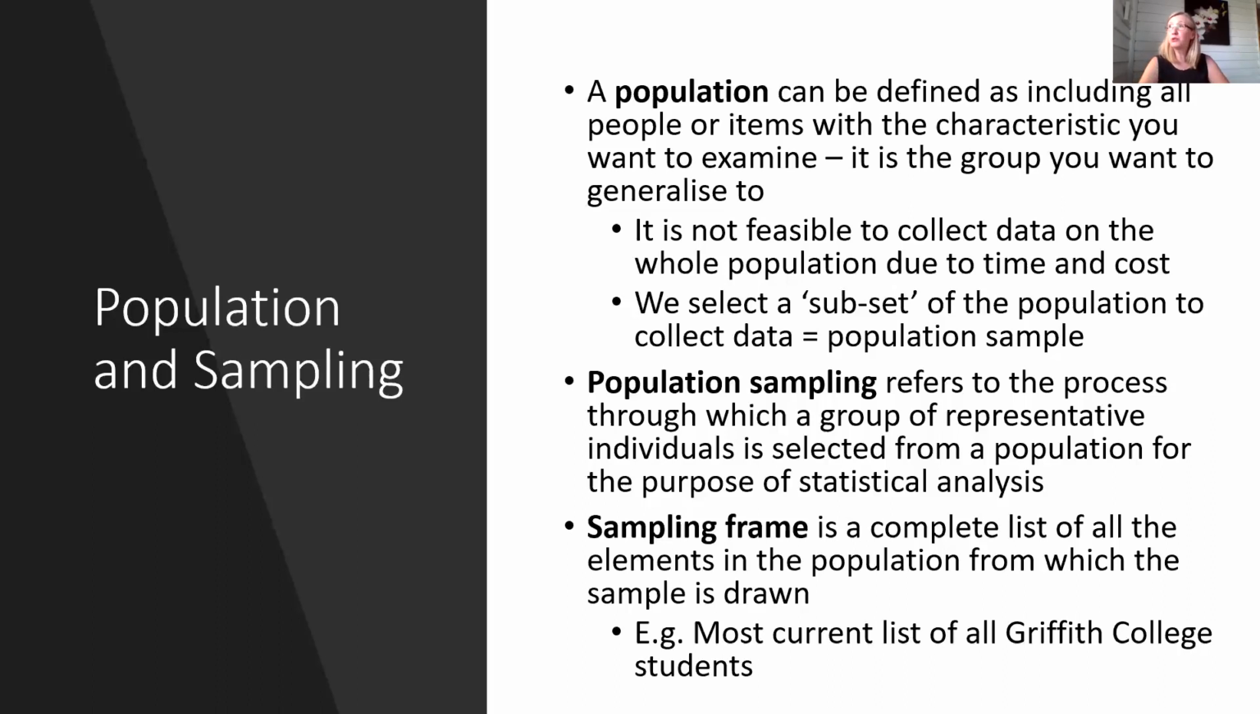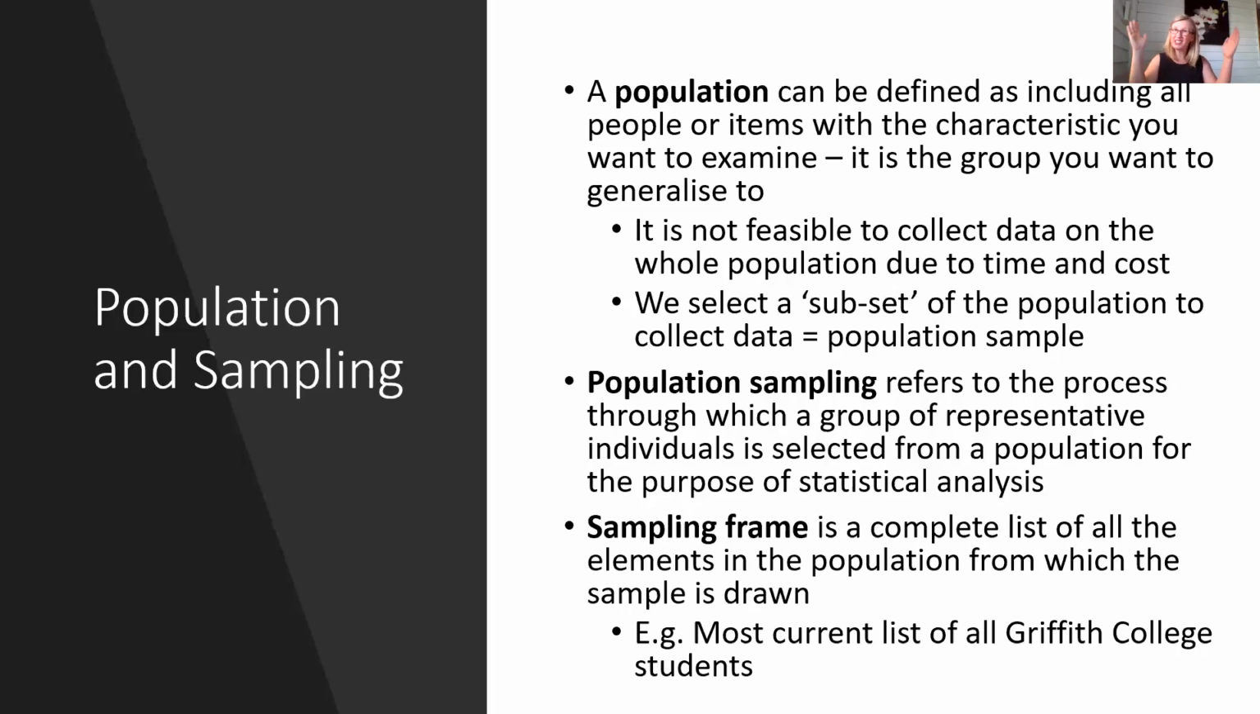This could be like if I'm doing a study of all students at Griffith College. The sampling frame might be all 3,000 enrolled students, but I wouldn't need information on every single one. I could just choose 100 students from that list, and that would become my study sample, okay?